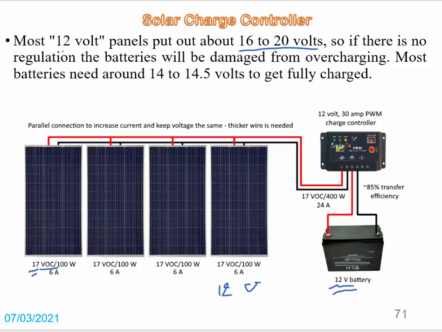You can see here most 12-volt panels put out 16 to 20 volts. So if there is no regulation, the battery will be damaged. This is the benefit of the charger controller, because we use panels of 17 volts. If there is no charger controller and the panels are directly connected to the battery, then the battery will be damaged from overcharging.